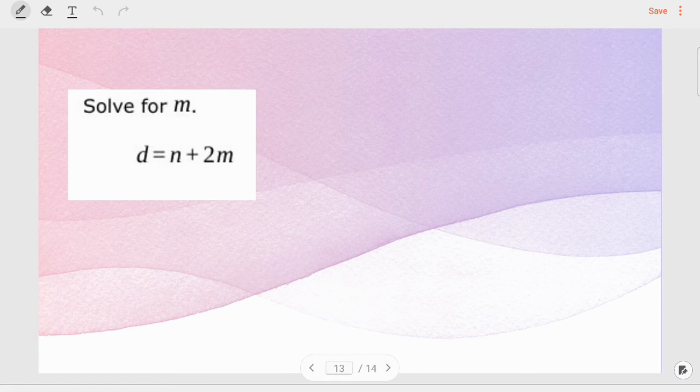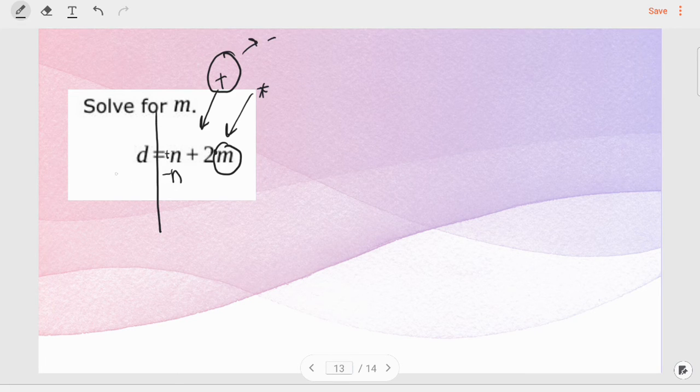All right, let's try another one together. Solving for m. In order to solve for m, I first find it, I draw my line and I ask myself what operations are going on. Well, I have addition and I have multiplication. Which do I undo first? I'm going to undo the addition with subtraction. Let's go ahead and do that. Since this is a positive n, I'm going to minus n. Draw my line, my totaling line. D minus n. I ask myself, are these like terms?